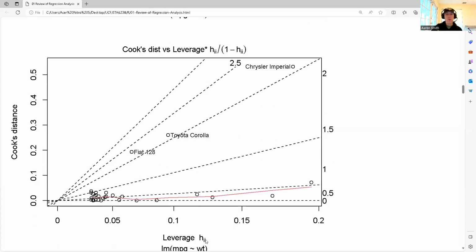Now here we have leverage on the horizontal axis. This comes from the hat matrix. We have Cook's distance on the vertical axis. And so here, these lines tell us the ratio of Cook's distance versus leverage, you know, the HII divided by 1 minus HII. And so, we can see which ones are coming up. So the ones that have the largest ratio are the ones that we're going to be most interested in. Once again, it's the same three.